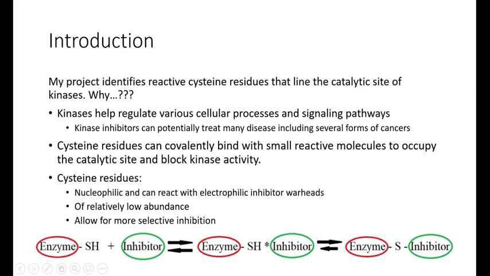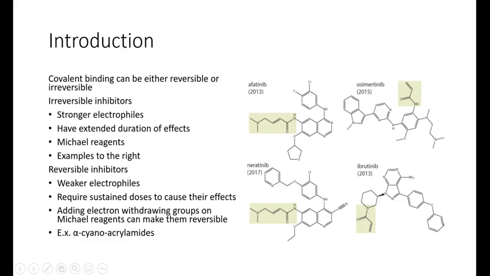Cysteine residues are of interest because they are nucleophilic residues with relatively low abundance within proteins. This allows cysteines to be more selective targets for reactive inhibitor binding. Covalent binding between a protein and inhibitor molecule can be either reversible or irreversible. This depends on the chemical properties of the warhead and the target residue. Reversible inhibitors dissociate from their protein targets faster than the turnover rate of the protein. Covalent inhibitors with stronger electrophilic warheads typically form irreversible adducts which do not dissociate from their protein targets.